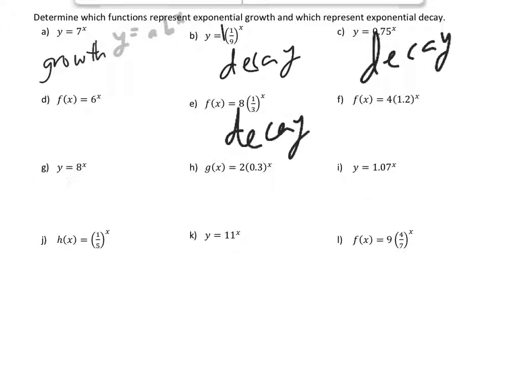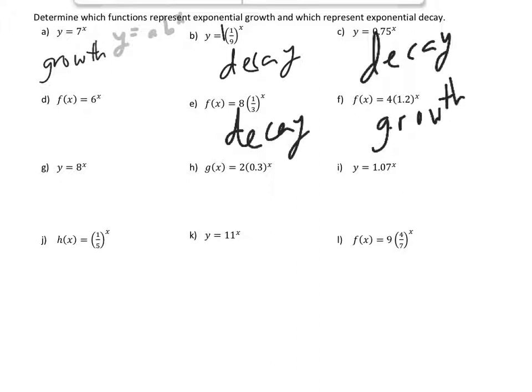Letter F. F of x equals 4 times 1.2 raised to the x power. In this, A would be 4 and B is 1.2. So the question is B. Is it between 0 and 1 or is it greater than 1? 1.2 is greater than 1, so this is growth.